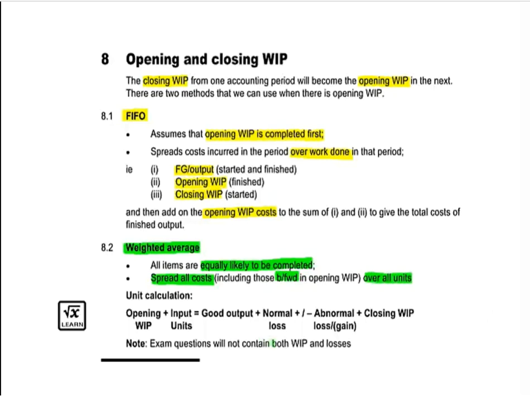And as I said, questions won't contain WIP and losses. But when we are doing our opening and closing work in progress, we do still need to remember our unit calculation. And our unit calculation is extended so that opening WIP plus the inputs has got to equal all of the output: the good output, the normal loss, any abnormal gains and losses, and also the closing work in progress.